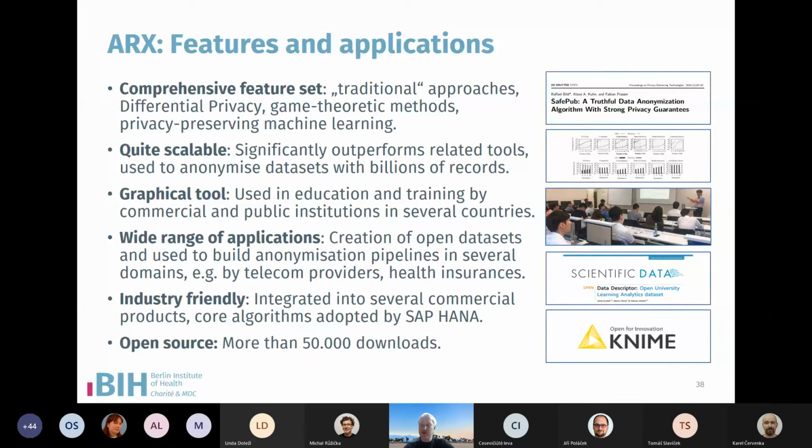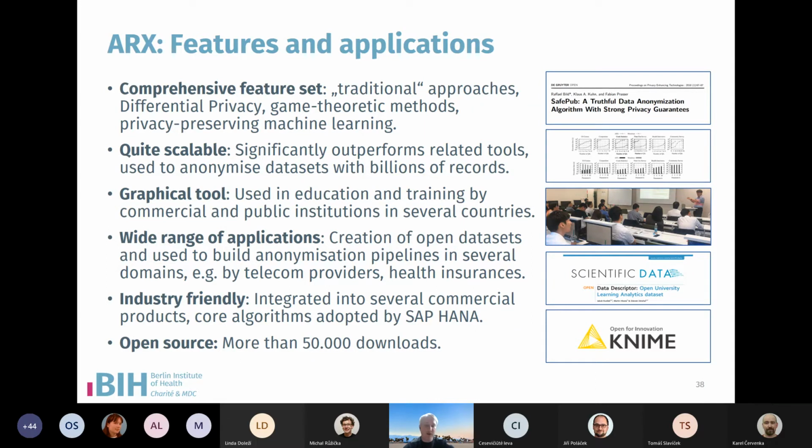And also a specific property of the software, we have quite an industry-friendly license, Apache 2, and there are actually quite a lot of commercial software tools that you will be able to find on the internet that have integrated the software to provide certain anonymization features. And what also makes me a little proud is SAP with the HANA in-memory database. They do have a data anonymization module where they have not integrated our software, but actually one of the core algorithms that we have developed for the software.